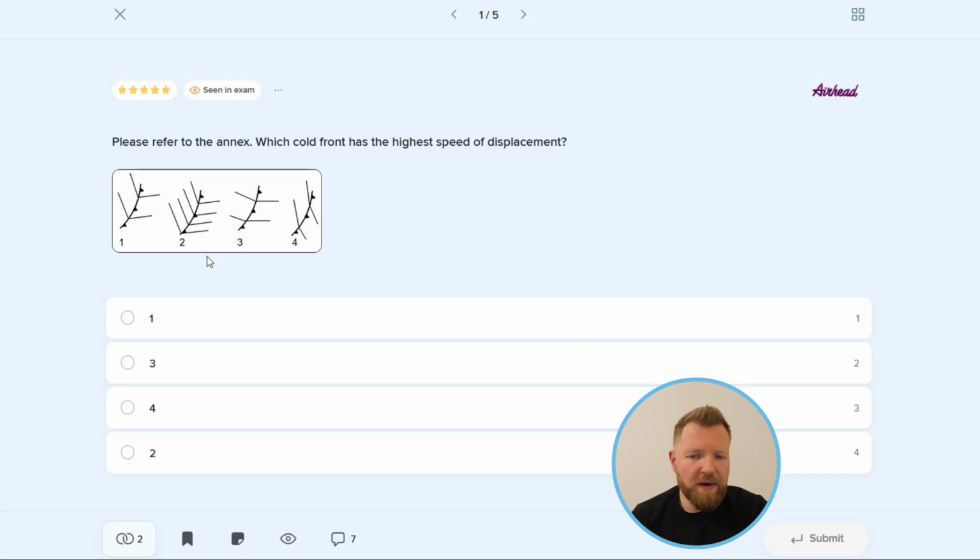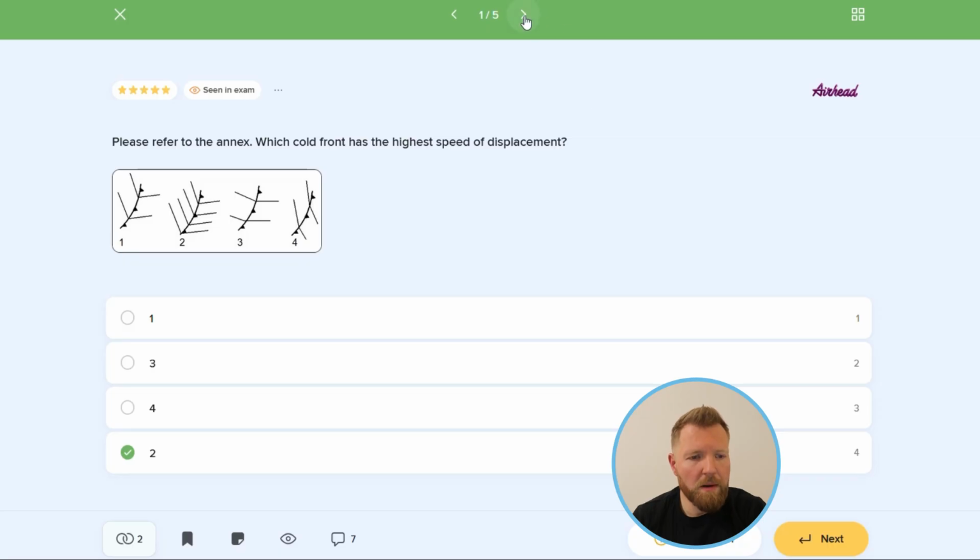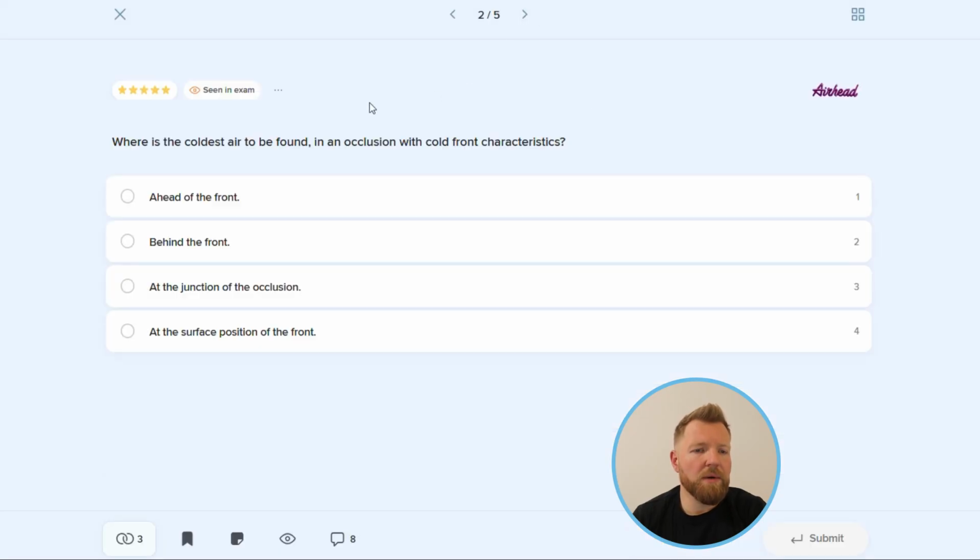As you can see on the provided image, the tightest isobars we can find in example number 2. Therefore, the correct answer will be answer number 4. And this one is correct.